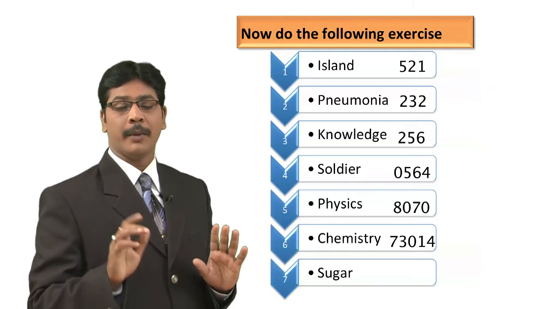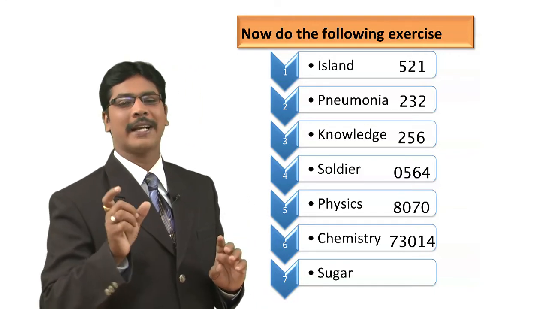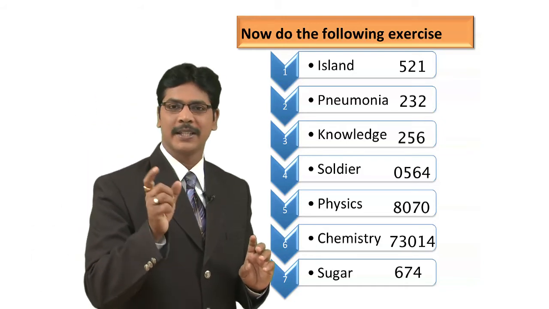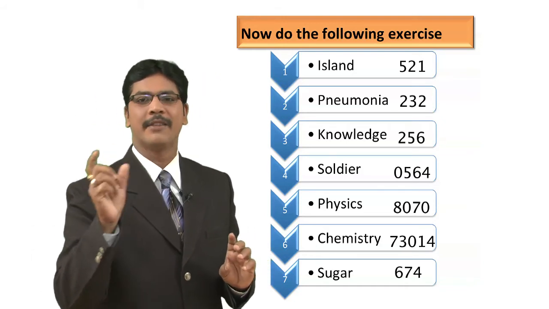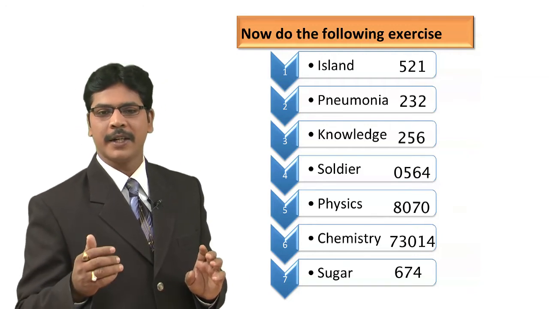The next word, it is sugar. Now, mind you, it is pronounced shugar, not sugar. Right? Sugar, like SH. So, SH 6, G 7, R 4. 674. That is the answer for sugar.